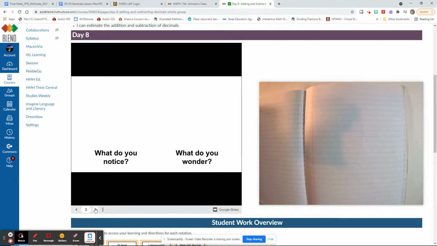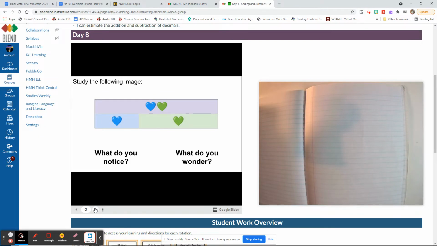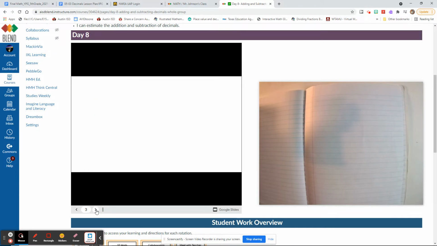Let's check this out. What do you notice? What do you wonder? I wonder why it's blank. Oh, let's study the following image. Okay. So it looks like kind of like a part whole diagram. We also have some hearts in there. We got a blue heart and a green heart in the whole. We have a blue heart as one part and a green heart as one part. Sounds like a poem of some sort. Let's move on.